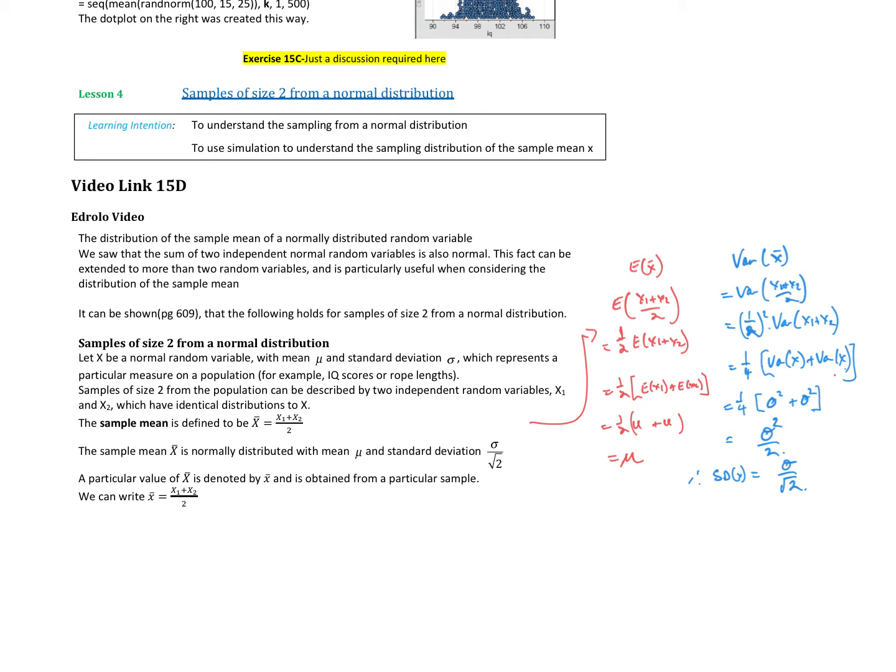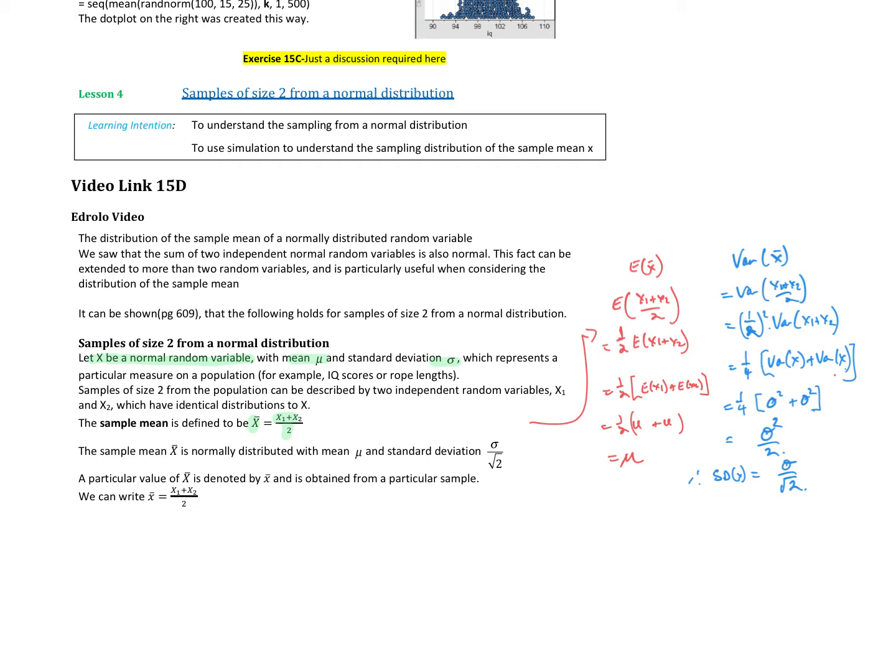Okay, so if X is a random variable from a normal distribution with a mean mu and a standard deviation sigma. Now it could be IQ scores, rope lengths, or whatever. So if I take a sample size of 2, what's the mean and the standard deviation of that sample of 2? Well, the sample mean is simply the average, (x1 plus x2) on 2.